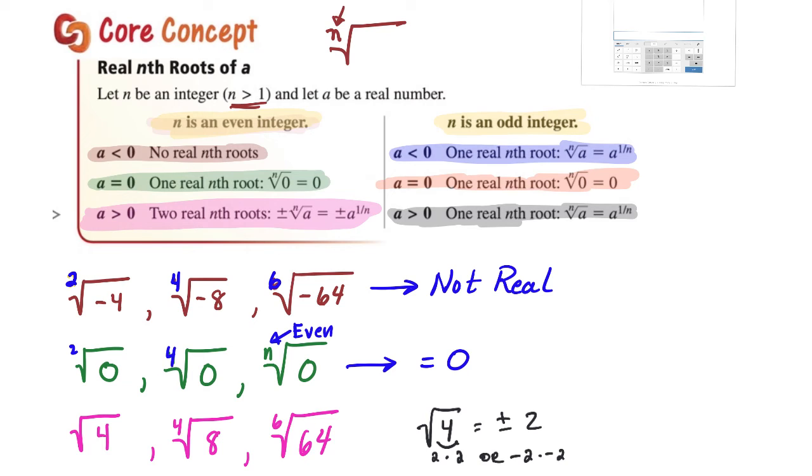Now, in this case, when you do have a choice like this, plus and minus, in general, we only give the positive one unless we're solving an actual equation. The positive one is called the principal root. And that only happens when you have a choice. If it's a plus or minus answer, in general, we just give the positive one.